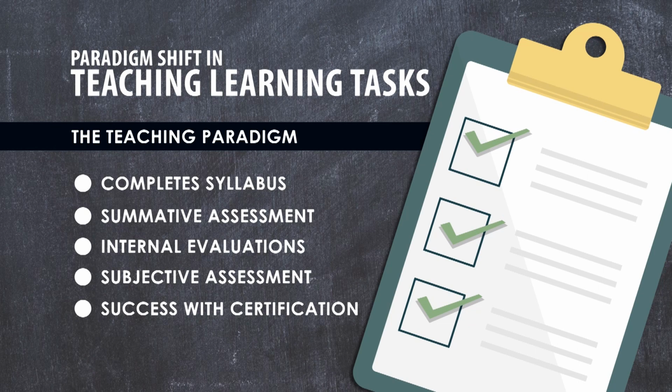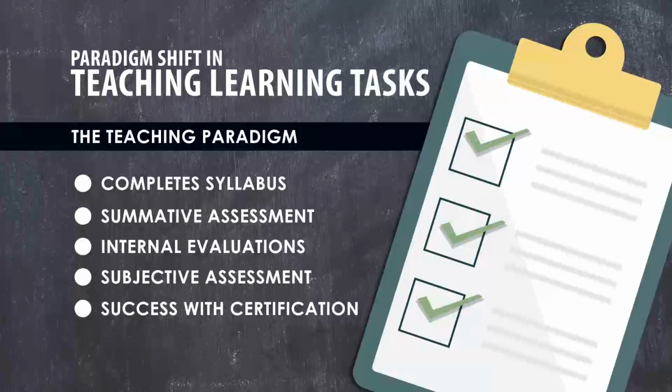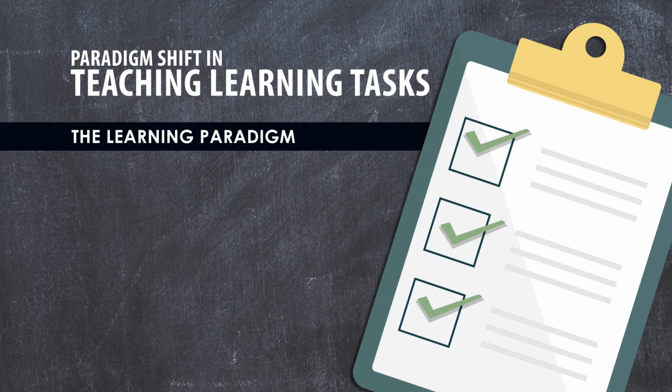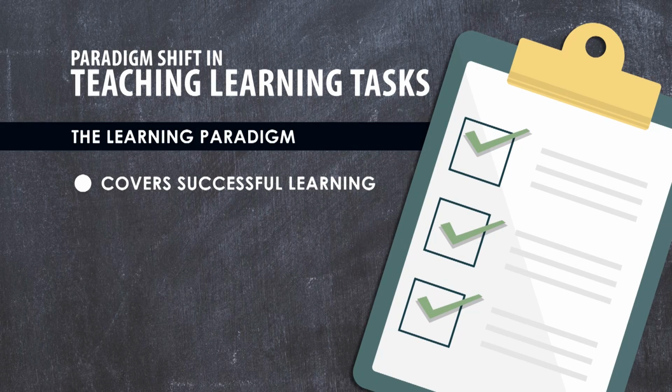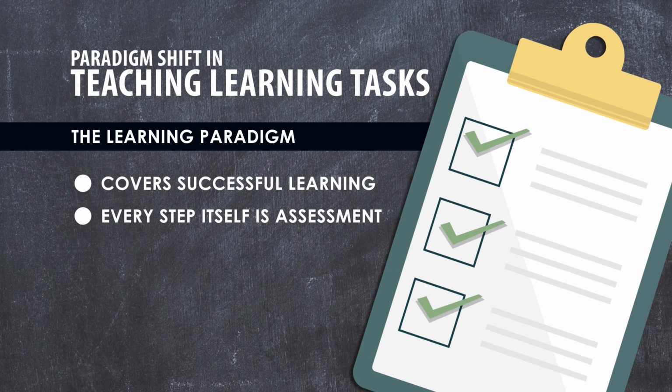Okay, one more thing. How is success found in the teaching paradigm? It is by the certificates, the report cards, whether the child is shifted or promoted to the new class or not. Whereas in the learning paradigm, the success is on learning, whether the learning has been successful or not. And in doing so, the child himself learns at every step. Every step has assessment.